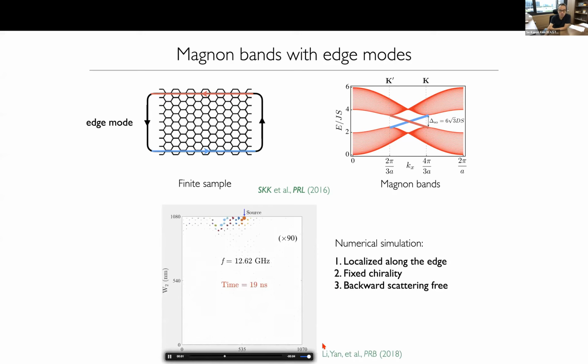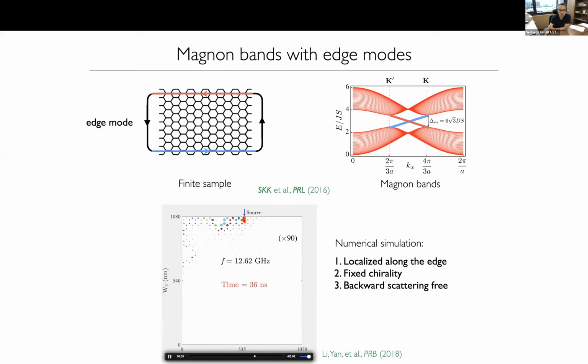Here, researchers from China considered spins arranged on a honeycomb lattice, and they excited a single spin at the boundary with a frequency within this gap. So this frequency used for exciting this spin corresponds to one of these two edge modes. In that case, the excitation propagates along the sample, and we can see three features from this simulation result.